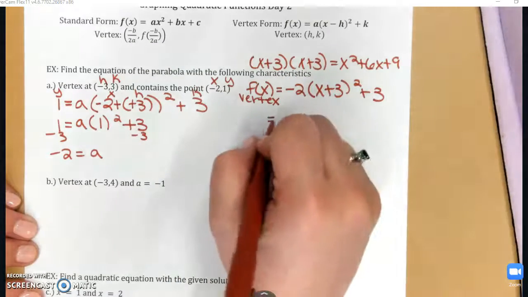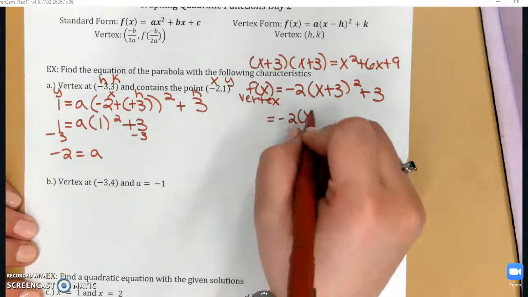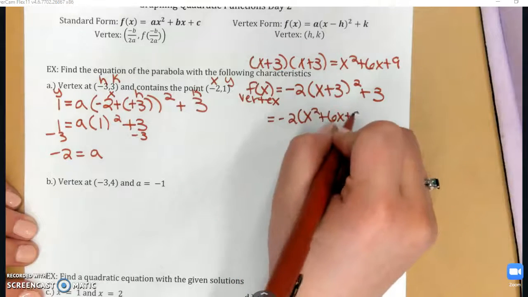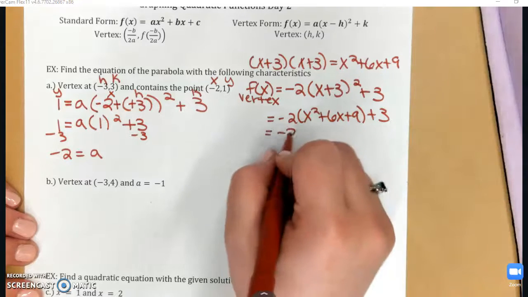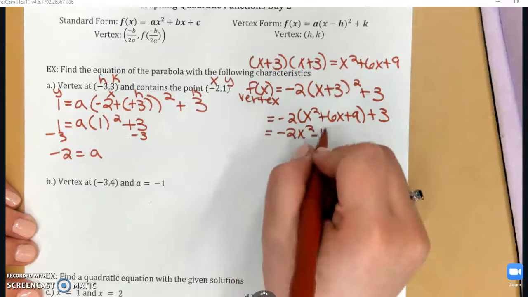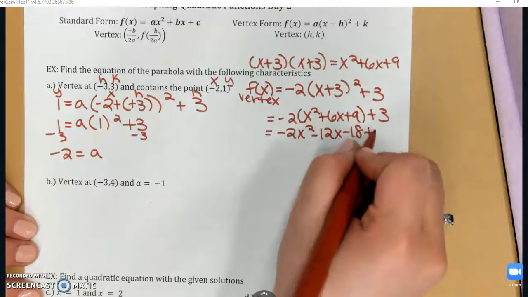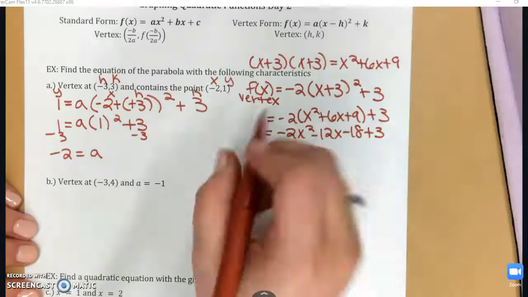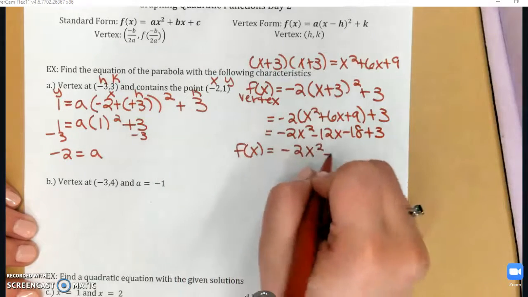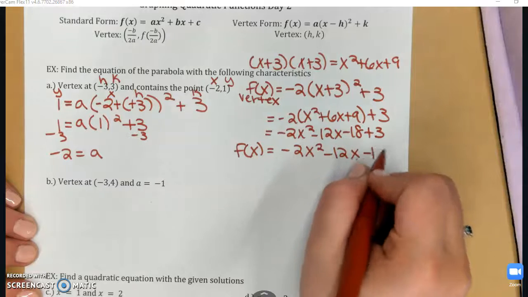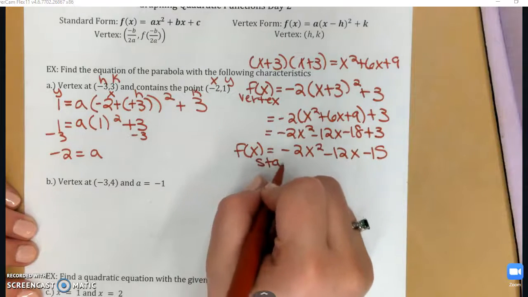So, again, putting this in standard form, that's my first step, is to FOIL. Then I'm going to distribute a, which is -2. And then the last thing I can do is combine my constants. So my equation in standard form is going to be -2x squared minus 12x minus 15. And that's standard form.